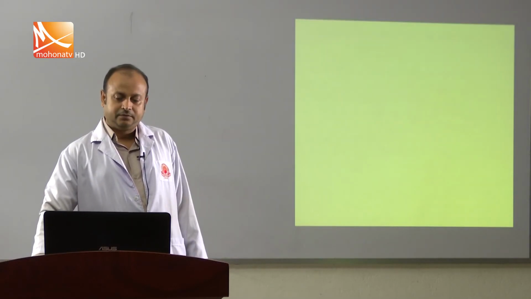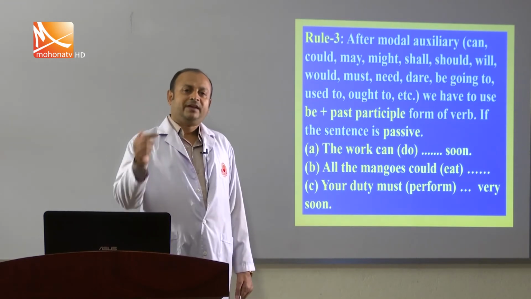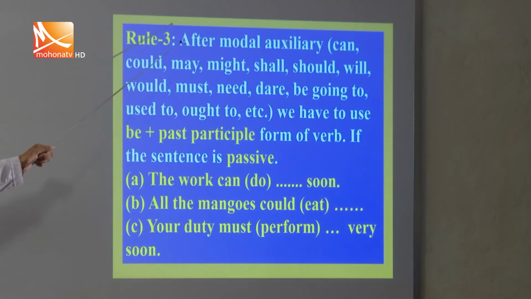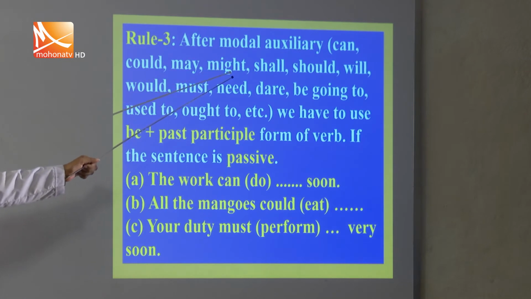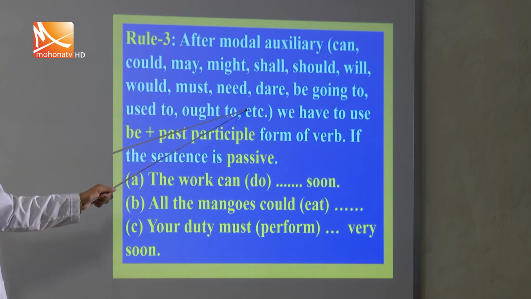Let us see the next rules. But we have another rule on modal auxiliary verbs. What is it? Let us see. After modal auxiliary, what are the modal auxiliary verbs? Can, could, may, might, shall, should, will, would, must, need, dare, be going to, used to, ought to, etc.